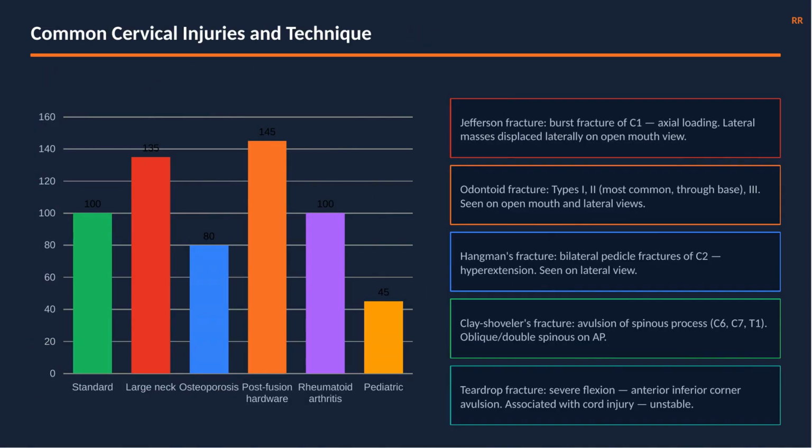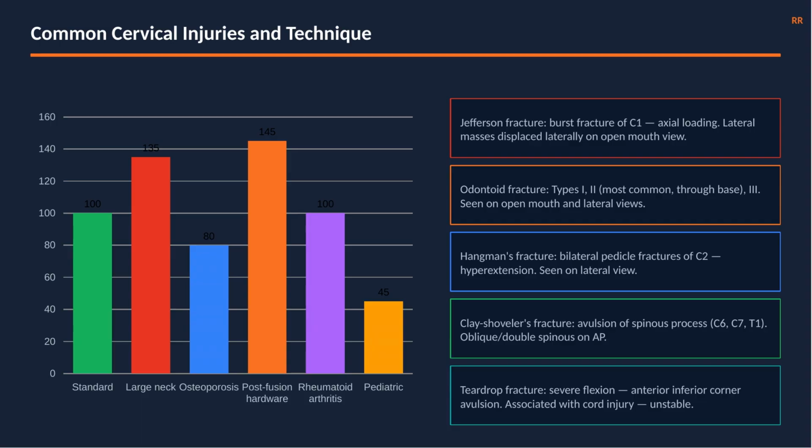The bar chart shows relative MAS adjustments for different patient types. Post-fusion hardware requires the most significant increase, approximately 45% above standard, to penetrate metal implants. Pediatric patients require dramatically less MAS than adults.